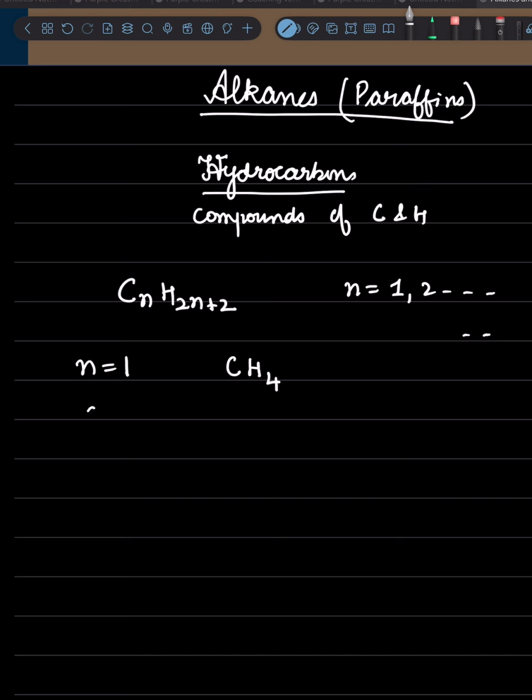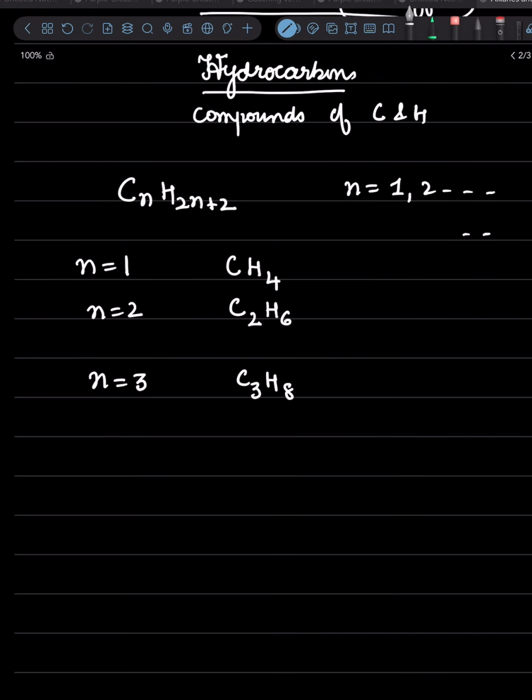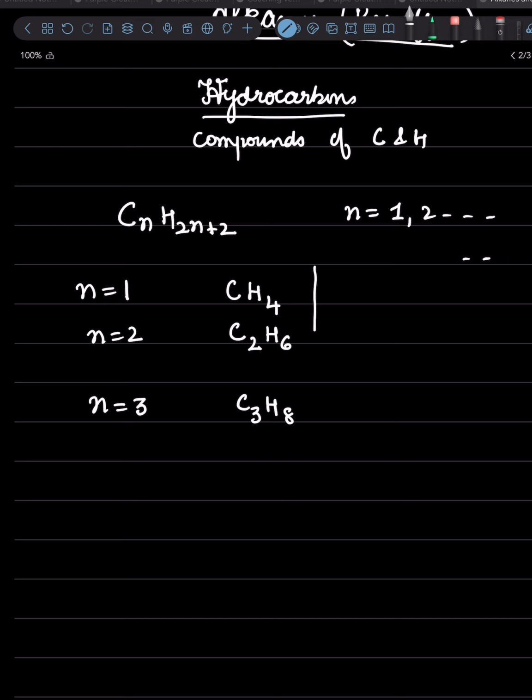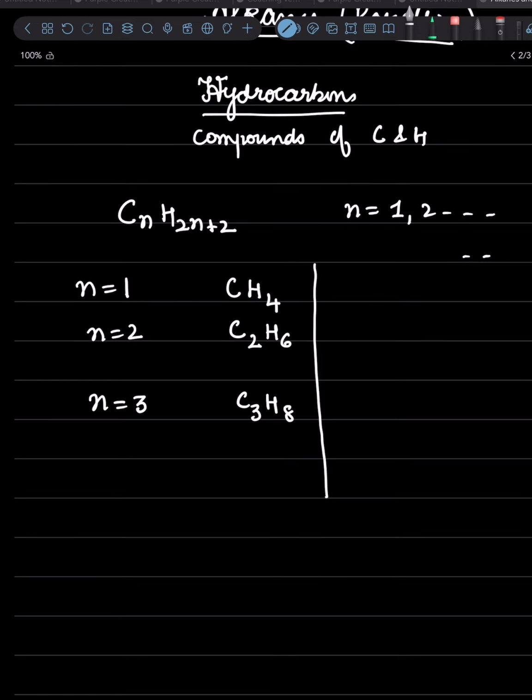When n is 2, the compound would be C2H6. When n is 3, then it is C3H8. Okay, so these are the members of the same family. Now, since there are so many alkanes, we need a systematic way of naming them.